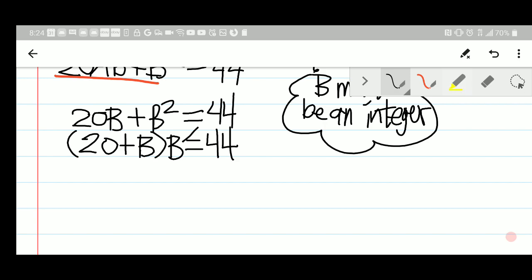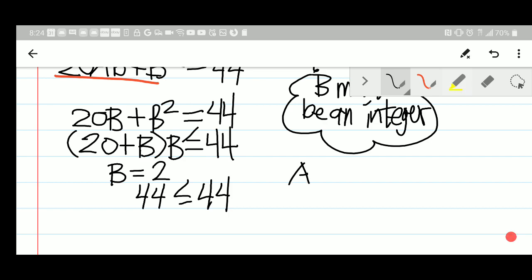So what B will give us a number closest to 44 but not going over? Okay, 20 times 2 would be 40. 20 times 3 would be 60. So if we plug in 2, that would give us 22 times 2, that would be 44. So 44, so B is the perfect number. We're done. If you insert A and B, it's not A times B, it's just a symbolic way to represent two digits, 1, 2. So your answer is 12.